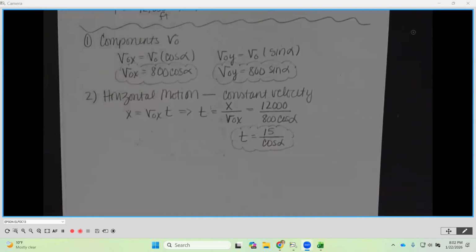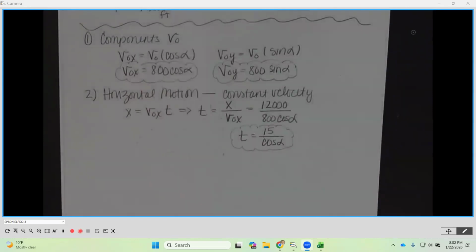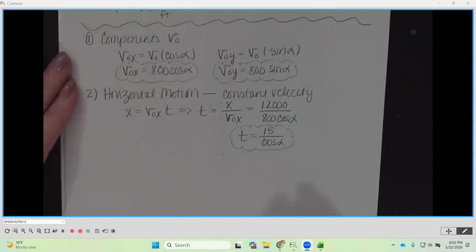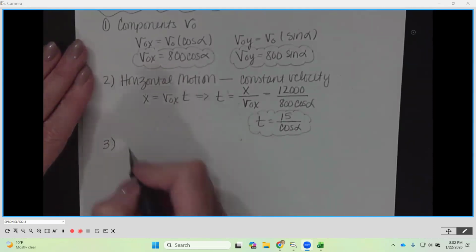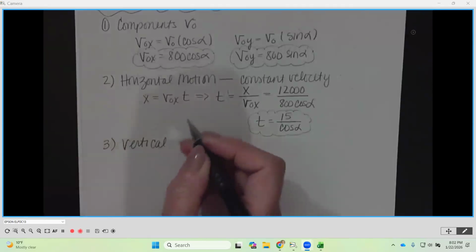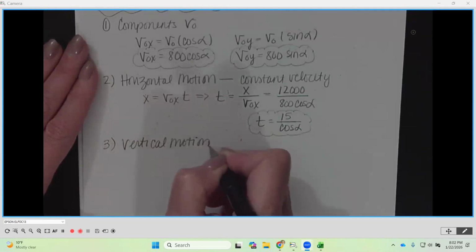And that's really all. I mean, there's no acceleration, and the velocity in the x direction is constant over the entire projectile. So this is where we have to kind of leave it, right? And we'll use that in just a little bit. So now we're going to do our vertical motion. This is where it gets fun.